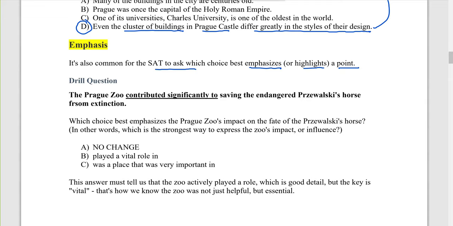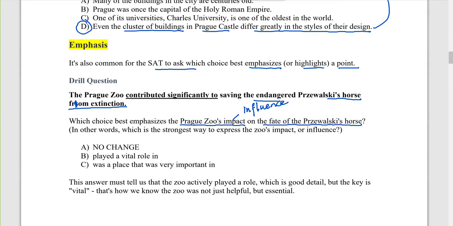The Prague Zoo contributed significantly to saving the endangered animals, the endangered Przewalski's horse, that's the horse, from extinction. Think about it. And the question is, wait a minute here, Yusuf. The question is, which choice best emphasizes the Prague Zoo's impact, influence? Again, which choice best emphasizes the Prague Zoo's impact on the fate of the Przewalski's horse?